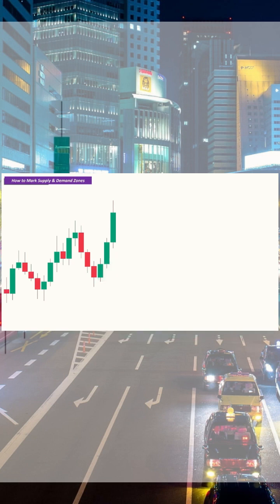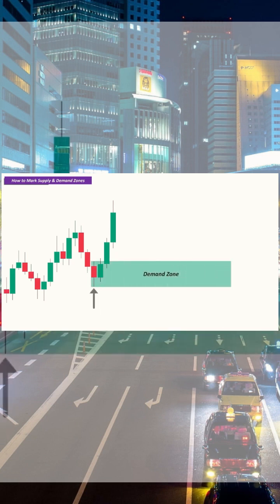Another common way is to mark the last red candle before the bullish move. This candle represents the last selling pressure in the market. We mark this area as a demand zone because once price breaks above supply, it turns into demand. When price returns to this area, we expect a reaction, which may lead to a rejection or continuation to the upside.